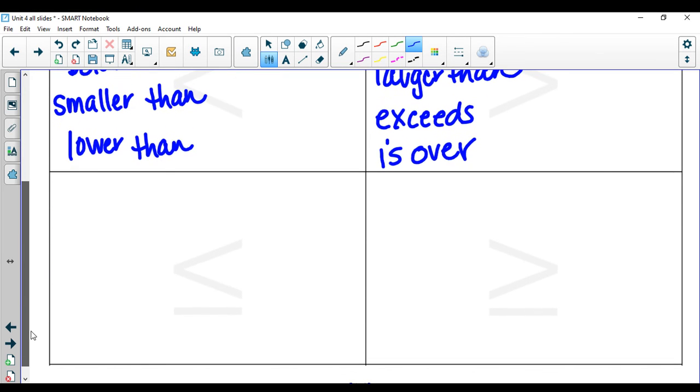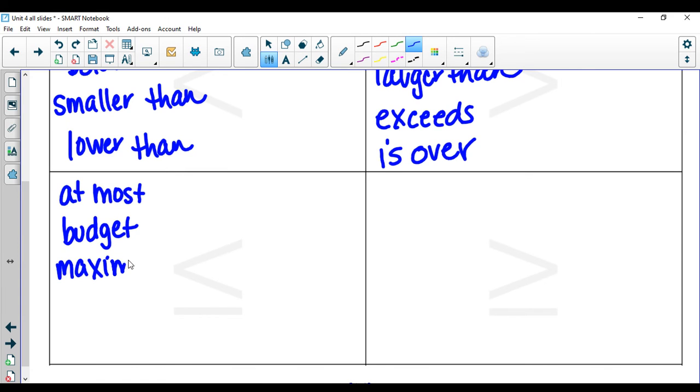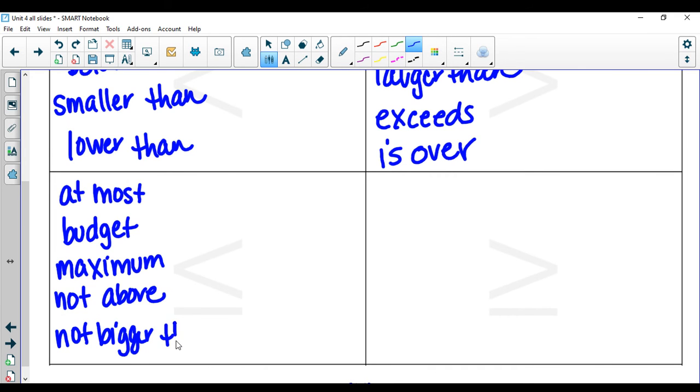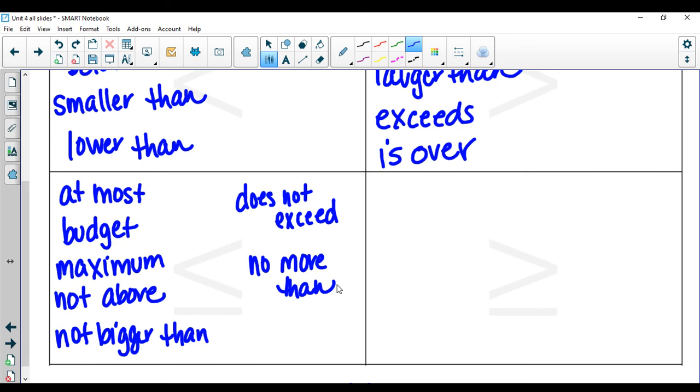When we talk about less than or equal to, we might see words like at most, budget, a maximum, not above, not or no bigger than. You might see does not exceed, and you might see no more than. Again, not an exhaustive list, but those are some of the words.